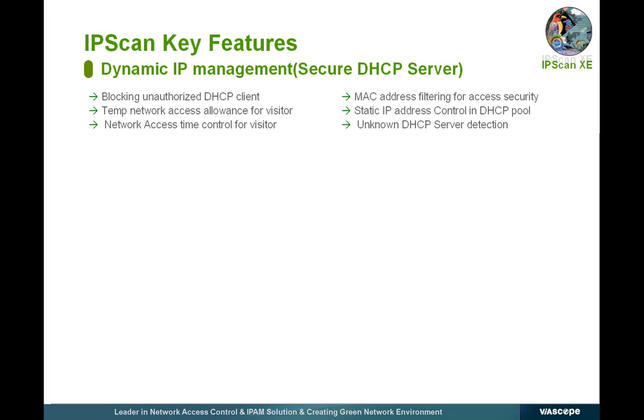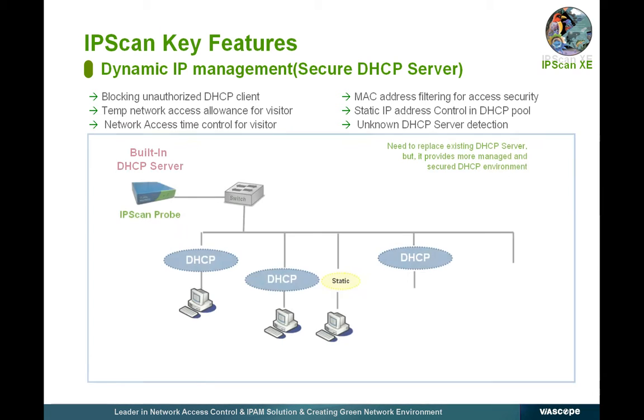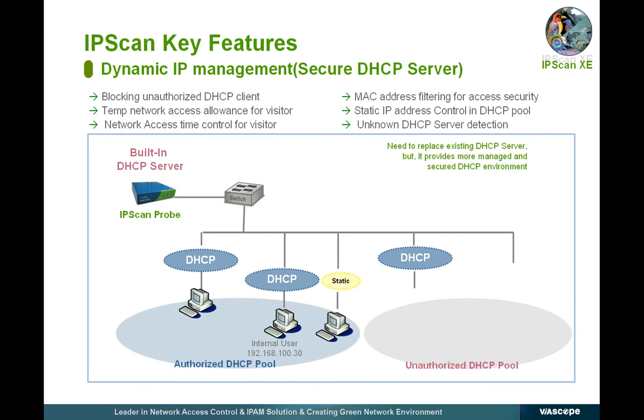IPScan doesn't need a particularly difficult configuration or installation process. By simply activating the DHCP server function that is built in the IPScan probe, you can assign IP addresses with ease. The DHCP pool is divided in two categories. First is the authorized DHCP pool, and the second one is the unauthorized DHCP pool.